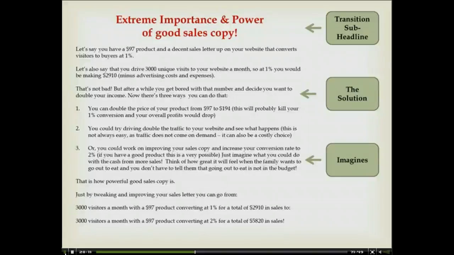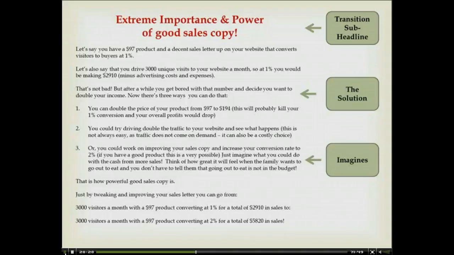You could work on improving your sales copy and increase your conversion rate to 2%. If you have a good product, it's possible. Just imagine what you could do with the cash from more sales. Think of how great it would feel when the family wants to go out to eat and you don't have to tell them that going out to eat is not in the budget.